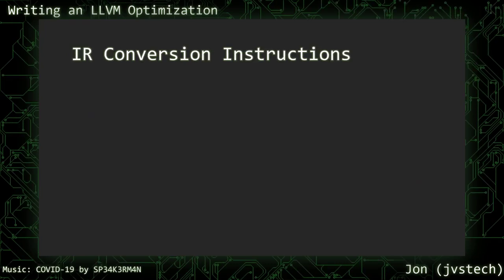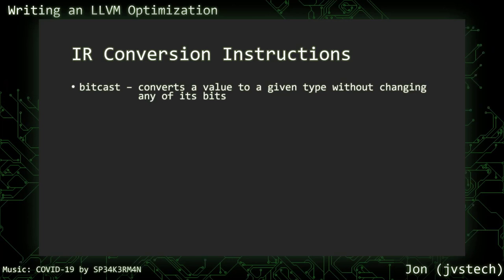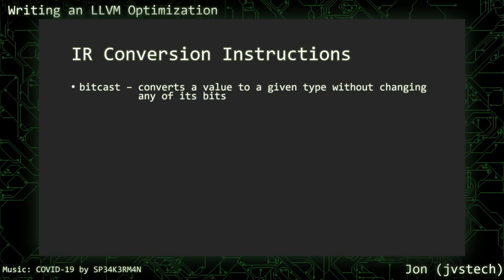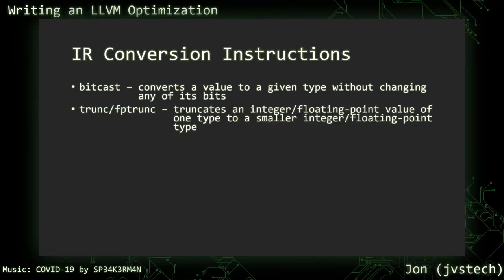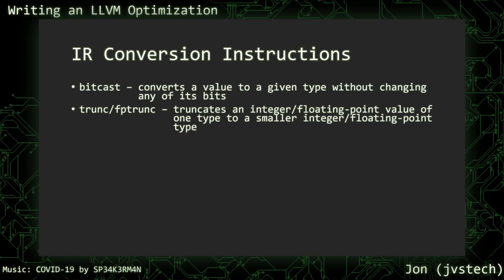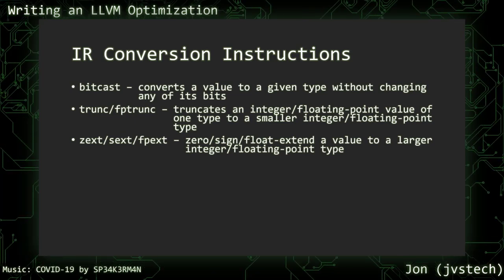The IR conversion instructions are akin to casting or boxing and unboxing operations. Bitcast converts the type of a value to a different type of the same size. It's a virtual no-op, as the value data doesn't change at all, only its representation. The trunc instructions, short for truncate, are used to convert a value of one type to a value of a smaller type, such as from a long integer to a short integer or a double to a float. The extend instructions, zero extend, sign extend, and floating point extend, are all used to perform the opposite, converting a value of one type to a value of a larger type.